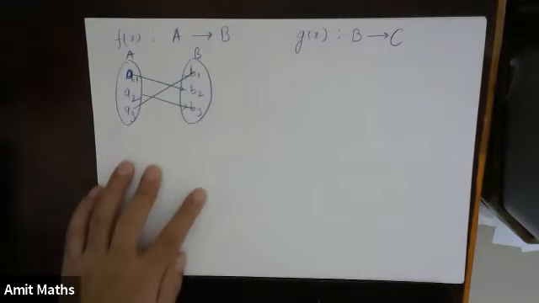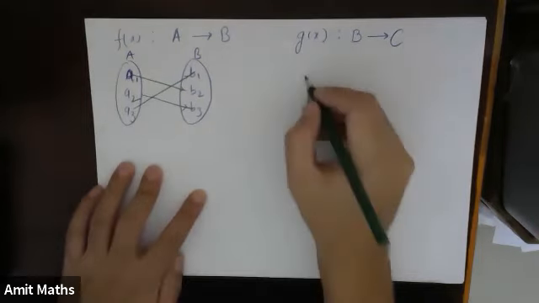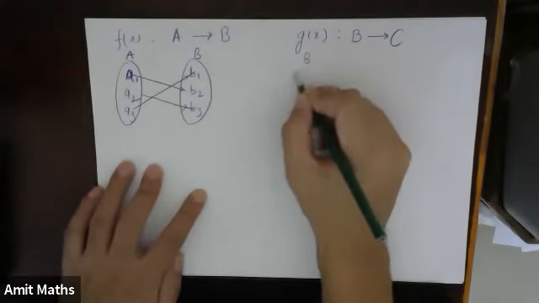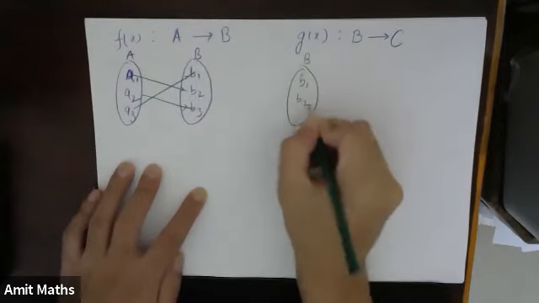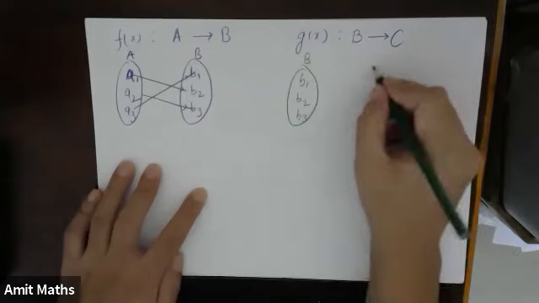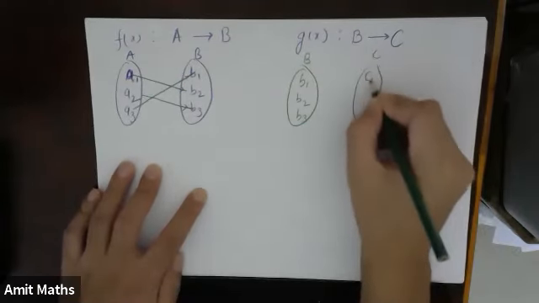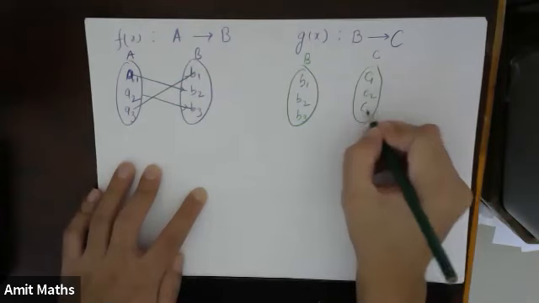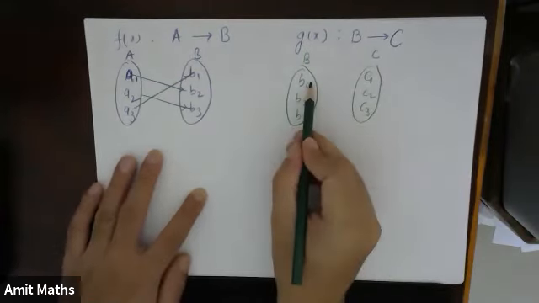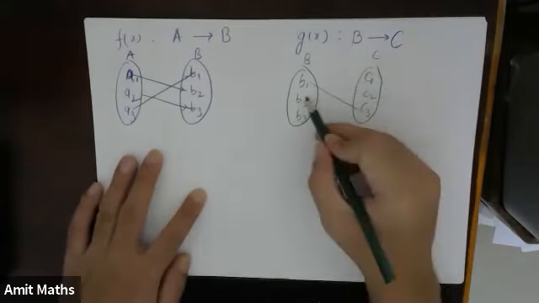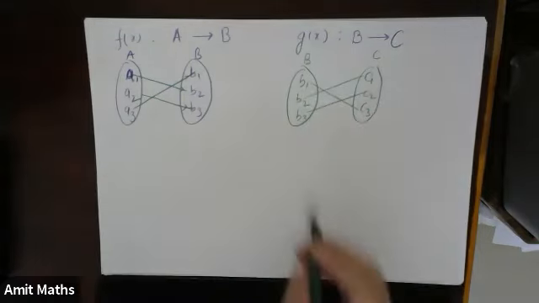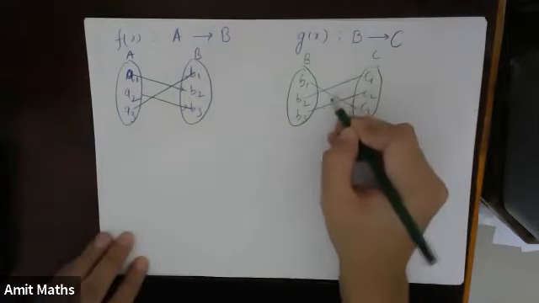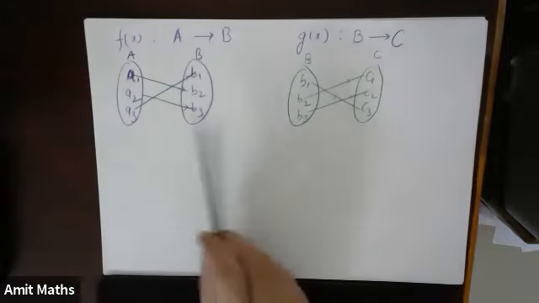Now let's take the second function. This is set B for the second machine, so B1, B2, and B3 to C, which is C1, C2, and C3. Suppose B1 gives output C3, B2 gives output C1, and B3 gives output C2. So these are the two different machines giving different outputs.